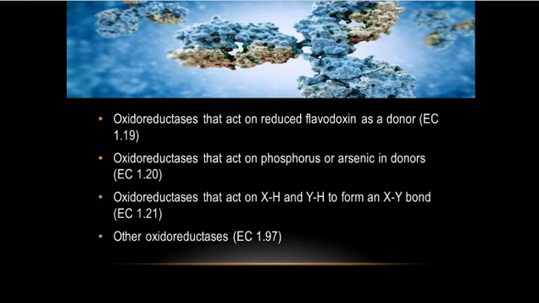Oxidoreductases that act on reduced flavodoxin as a donor, EC 1.19. Oxidoreductases that act on phosphorus or arsenic in donors, EC 1.20. Oxidoreductases that act on X-H and Y-H to form an X-Y bond, EC 1.21. Other oxidoreductases, EC 1.97.